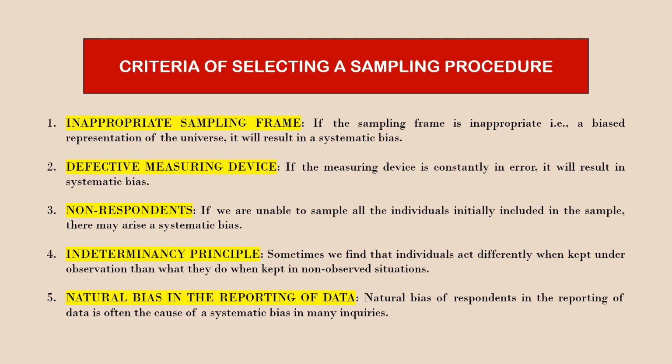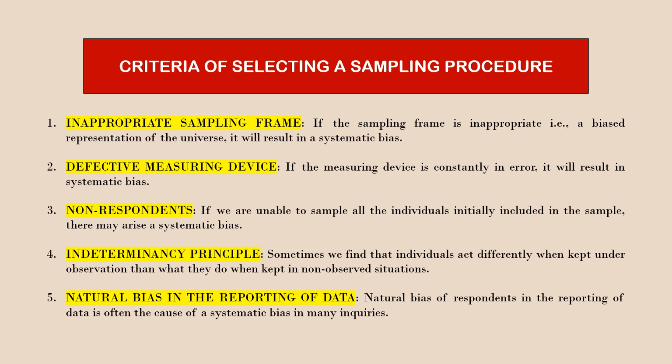Next is defective measuring device. So if we don't have the correct device, then we will always get error in our result. And next is non-respondents. So if we cannot get the data from the sample, or from the population that we want to study, then also we will get a response which will be biased or which will have error.